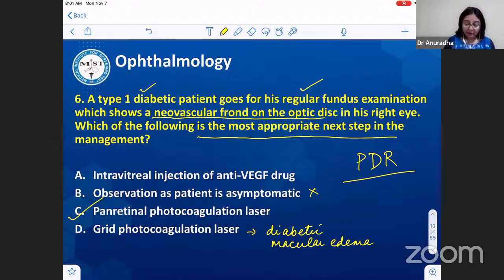Anti-VEGF is not the most appropriate step, beta, unless there is some specific indication. Like if there is already bleeding happening and you cannot do the laser, then you will go for anti-VEGF. Otherwise the first step will be laser. Pan-retinal photocoagulation laser is the most appropriate step. So anti-VEGF is not the first step for proliferative diabetic retinopathy, beta. Okay, so all of you are clear? Yes, you are very right.